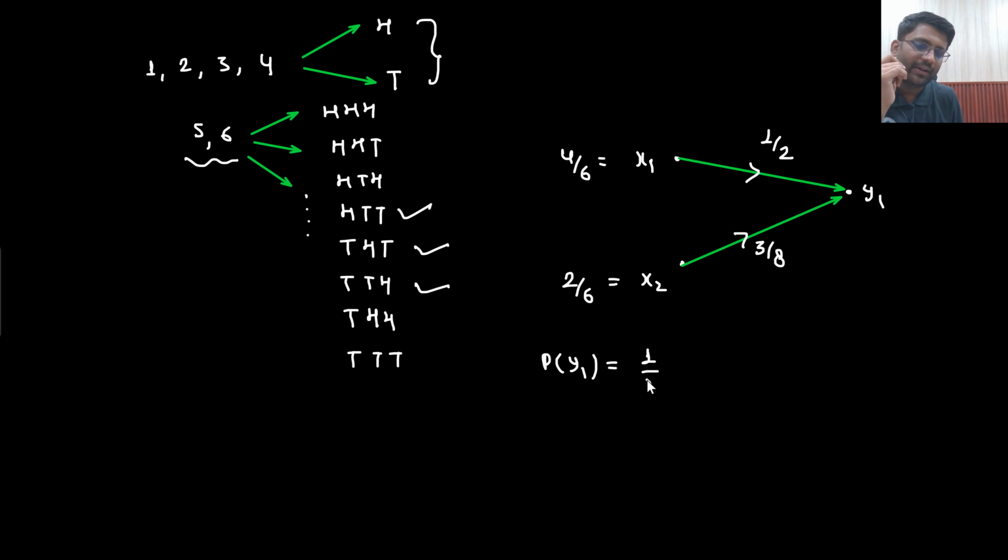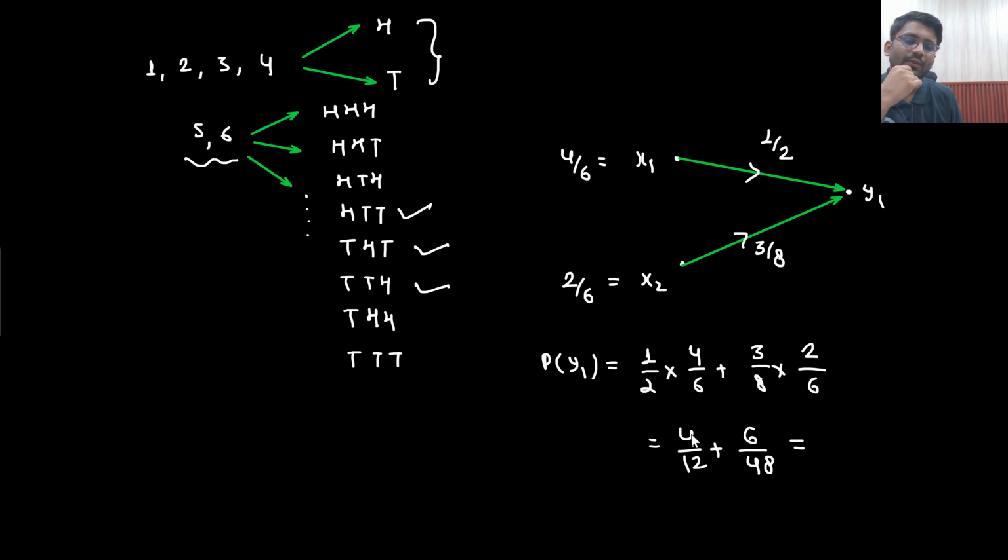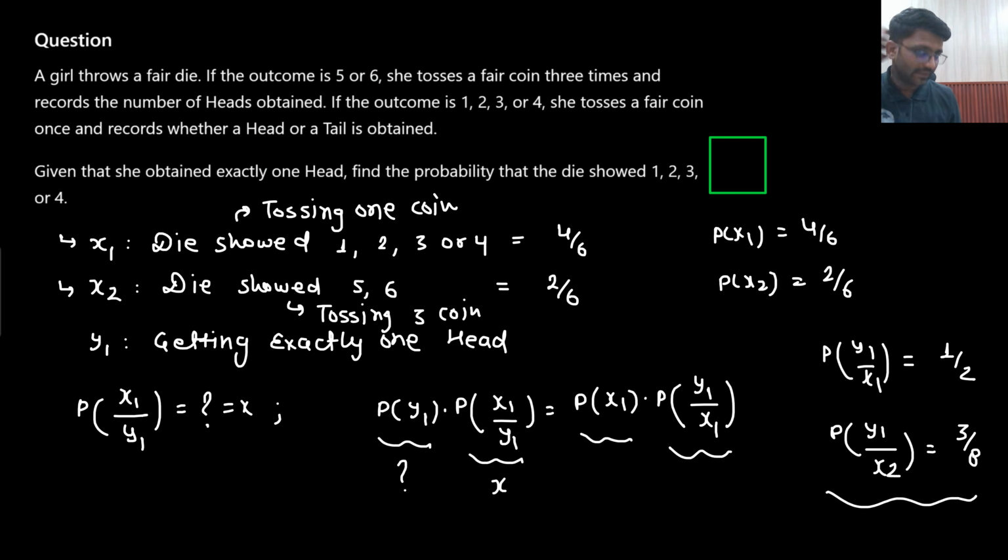That will be 1 by 2 into 4 by 6 plus 3 by 8 into 2 by 6. So 4 by 12 plus 6 by 48. 4 by 12 is 16 by 48, plus 6 is 22 by 48, which is 11 by 24. So the probability of y1 is 11 by 24. So that we have understood.